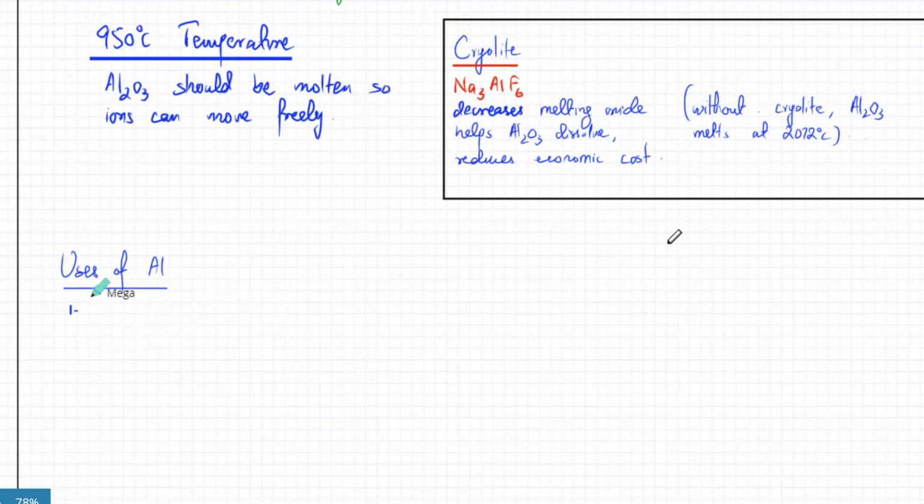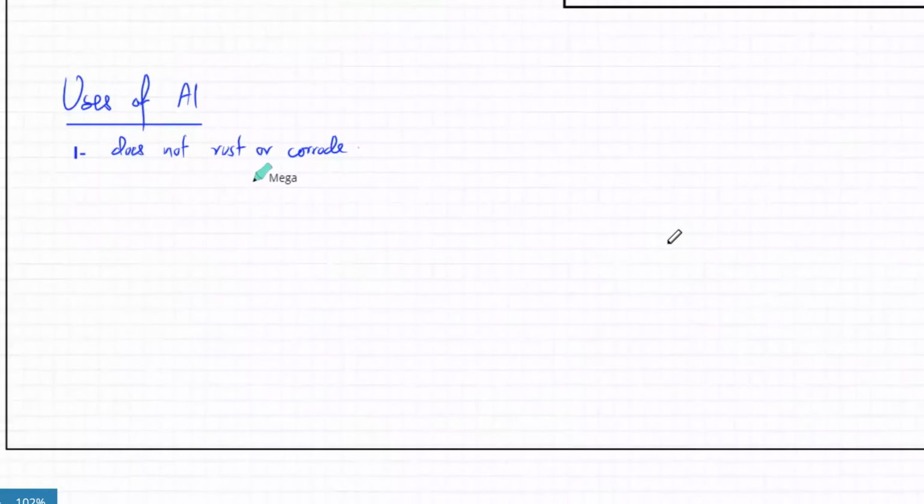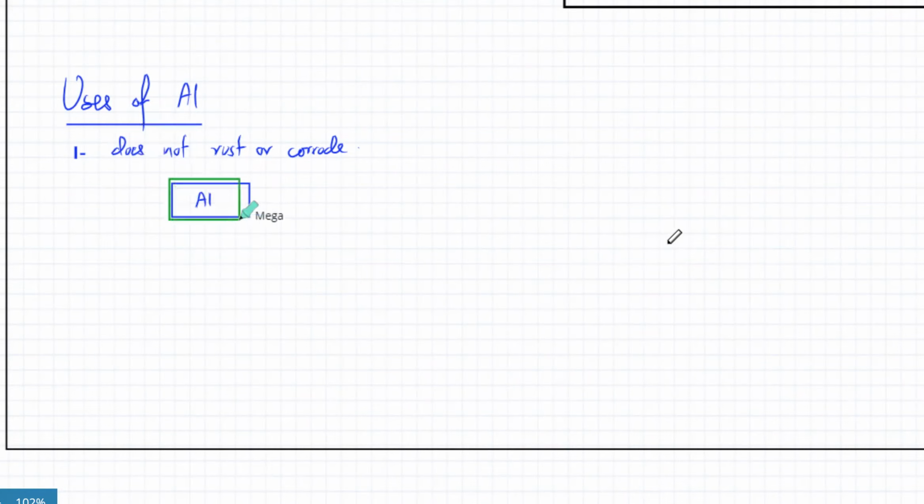So number one is, why is aluminium so good? Aluminium is good because it does not rust or corrode. So why does it not rust? We did study this previously, that aluminium actually does rust. But what happens is that when it rusts, it gets a thin coating of Al2O3 on top of it.